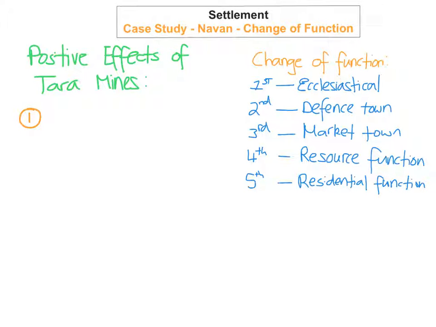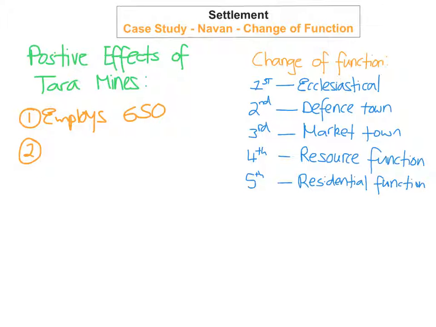Just one thing to note for your Juniors here, just to know the different positive effects of Tara Mines. Tara Mines was the mine that they found 3 kilometres outside of Navan, and it was the reason why it turned Navan into a resource function. Some of the positive effects that you can find because they found Tara Mines with all the zinc and the lead: the first one is that it employs around 650 people. There are about 650 full-time employees that now have jobs in the mines.